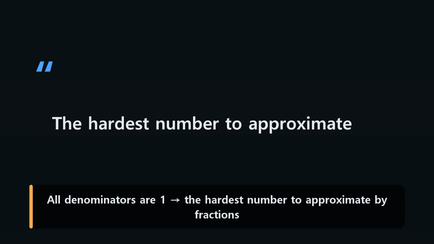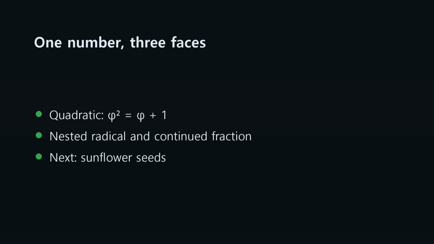In the continued fraction, the denominators are all 1, the smallest number there is. That is exactly why it is the hardest to approximate. One quadratic equation, two infinite expressions, and the same number every time. That stubbornness is what leads to the sunflower in the next chapter.